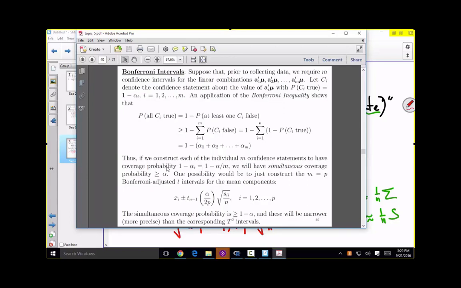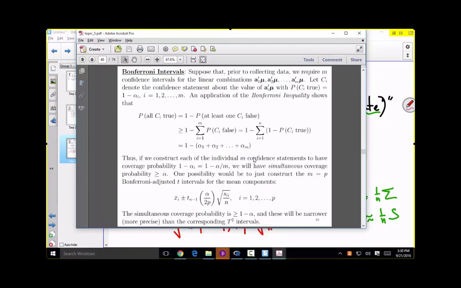We don't need to worry much about the detail. I'm just going to point you down here. Here's how you do it. Suppose we have p variables, and suppose we want m confidence statements.